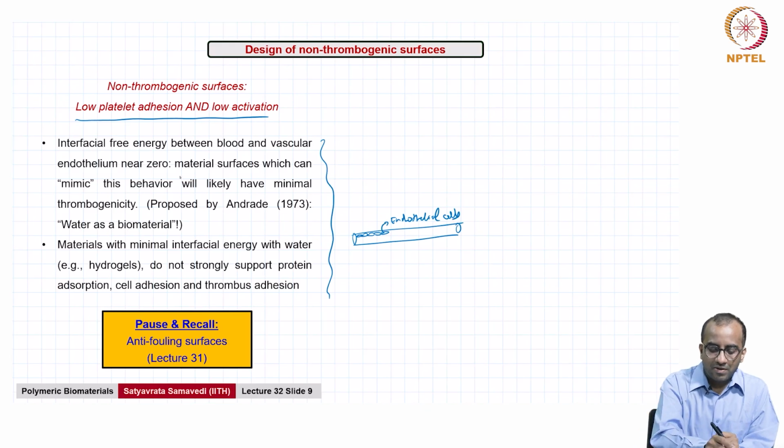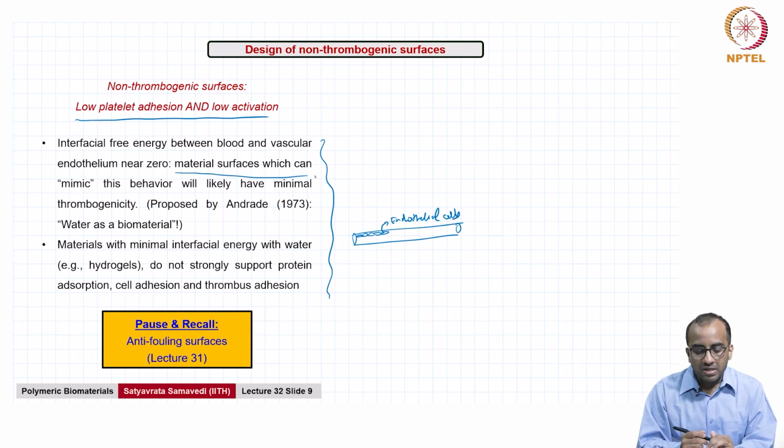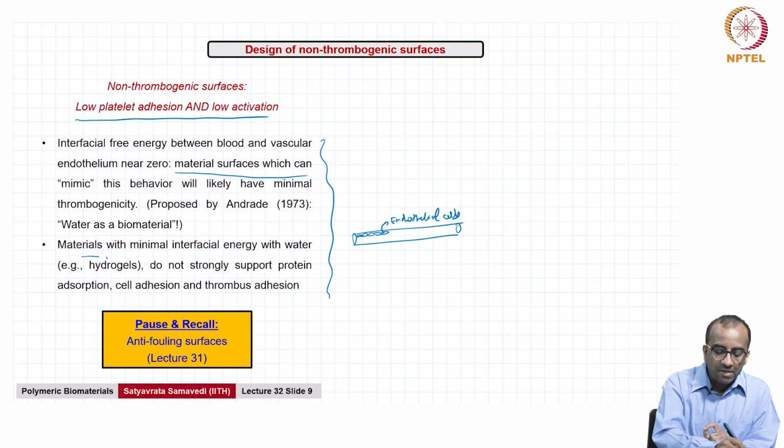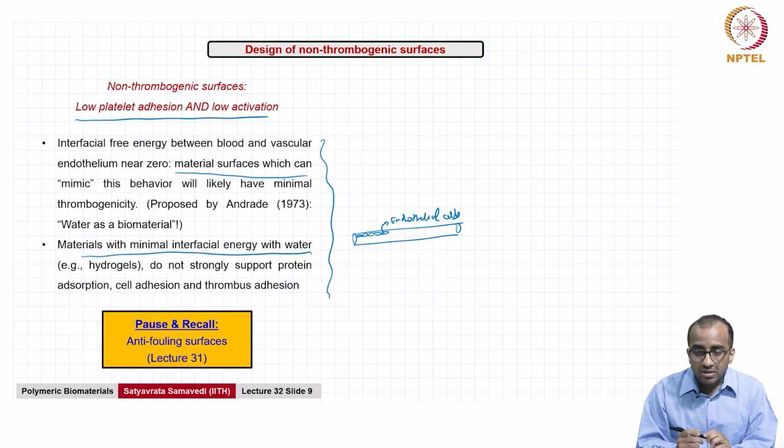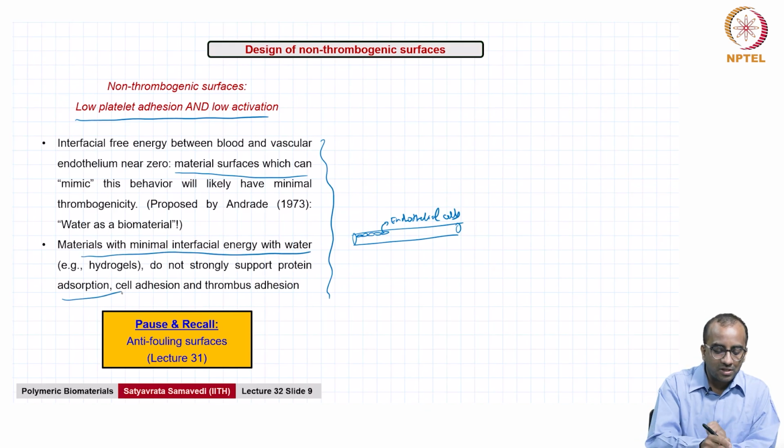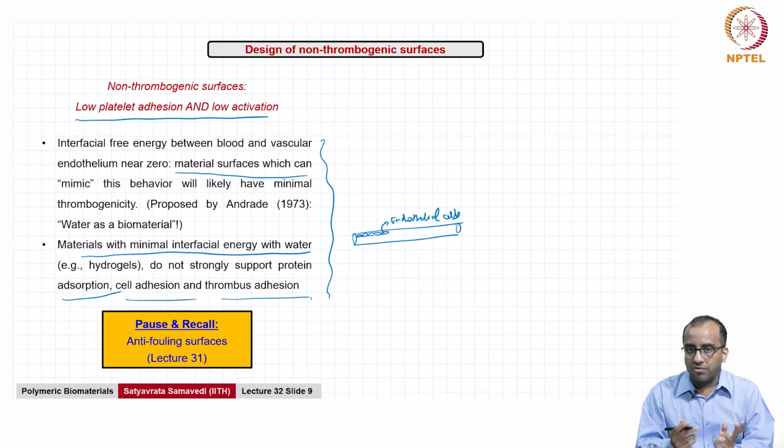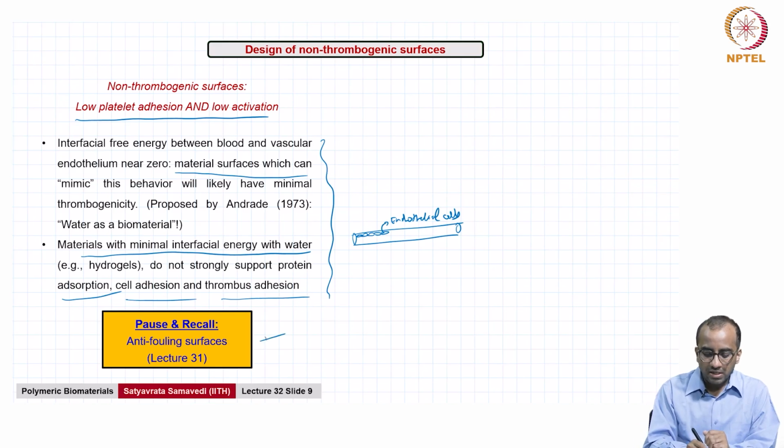So, the contention was that any material surface that can, quote unquote, mimic this behavior will likely have very minimal thrombogenicity. And indeed, materials with minimal interfacial energy with water, for example hydrogels, do not strongly support protein adsorption, cell adhesion and thrombus formation. And again, these are some aspects, the role of water, and how the retention of a hydration layer can prevent protein adsorption. These are all concepts we have looked at in the context of antifouling surfaces in lecture 31, which would be good to pause and recall.